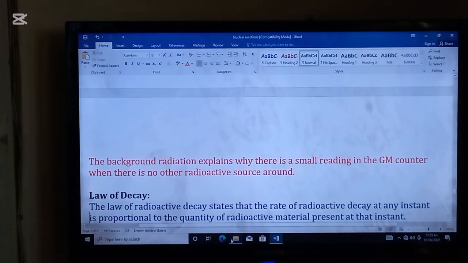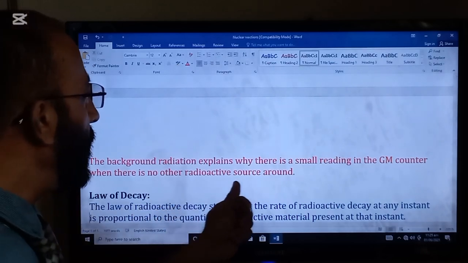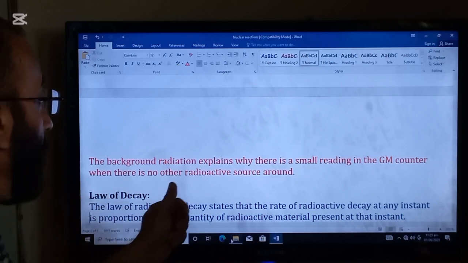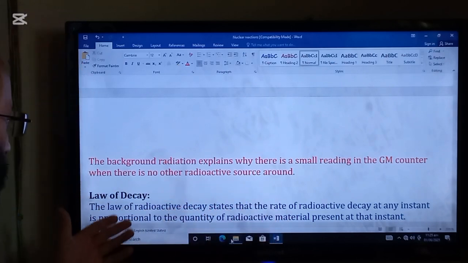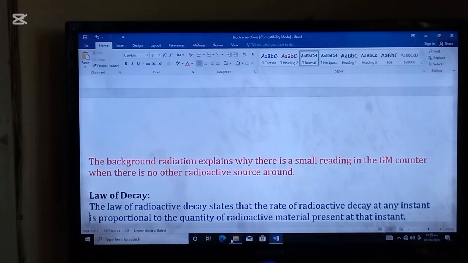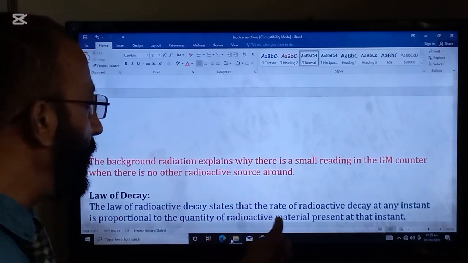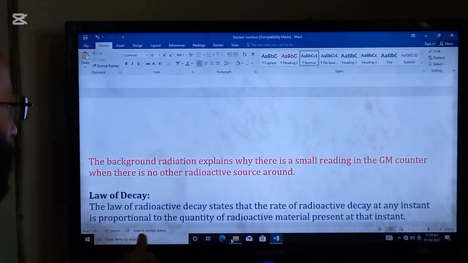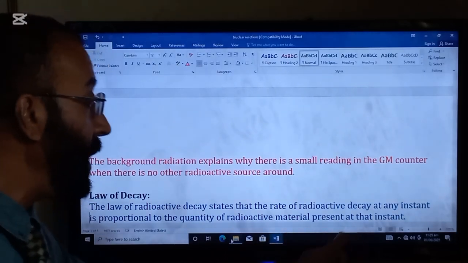Exam tip for you people is the background radiation explains why there is small reading in the GM counter when there is no other radioactive source around. Law of the decay. The law of the radioactive decay states that the rate of the radioactive decay at any instant is proportional to the quantity of the radioactive material present at that instant.